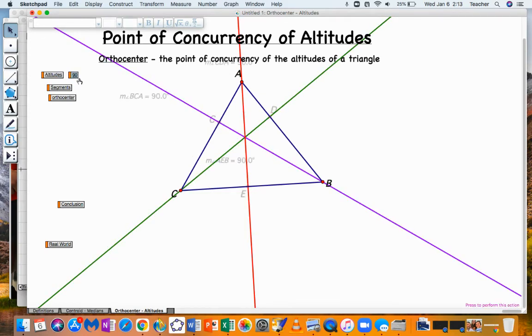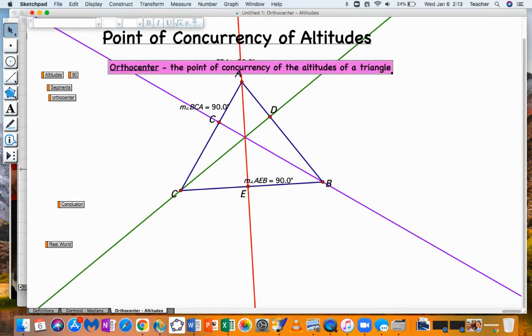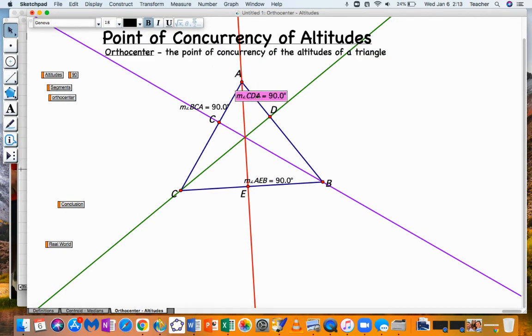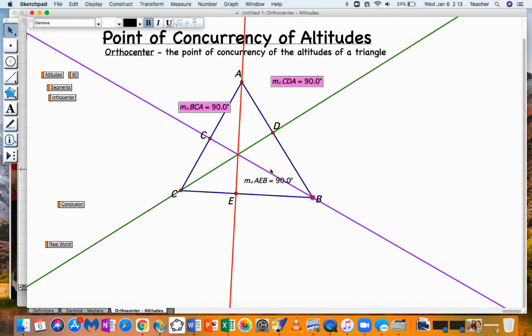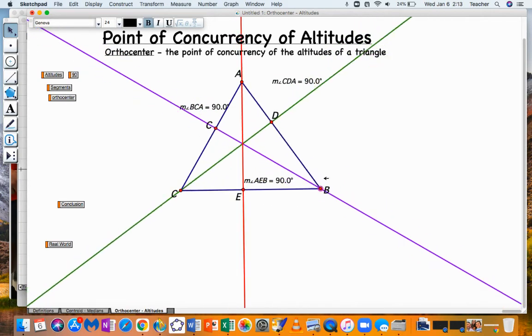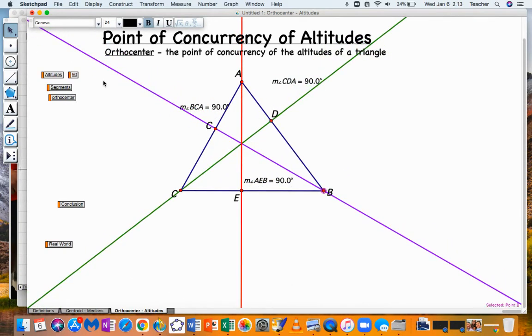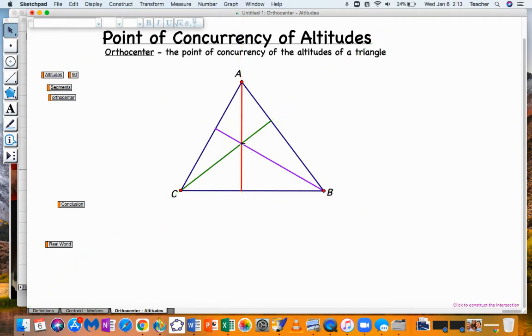So when I do that, this is what we get. If you're not sure, here is proof that angle BCA, which is this angle, is 90 degrees. That is perpendicular. AEB, which is this one, is 90 degrees. That's perpendicular. And so is CDA, which is this one right here. And no matter where I move this, you're paying attention to these, these are always going to be 90 degrees. So that is truly perpendicular, and so those are true altitudes. All right, so let's look at where they intersect. They intersect right here. That is called the orthocenter.